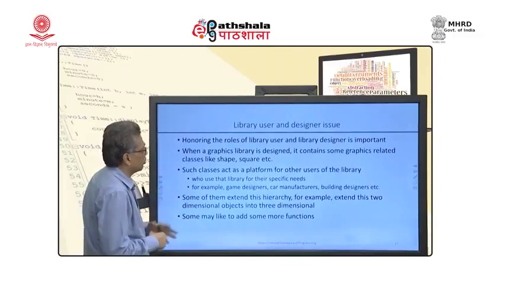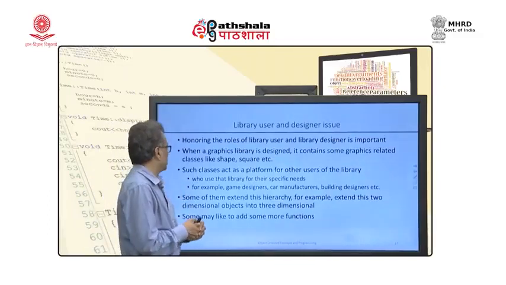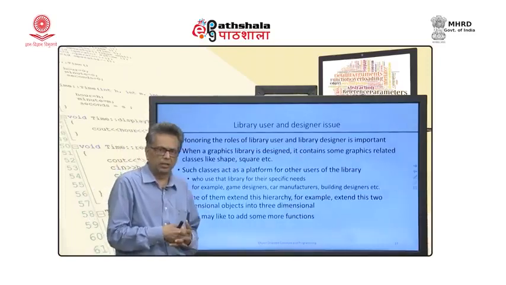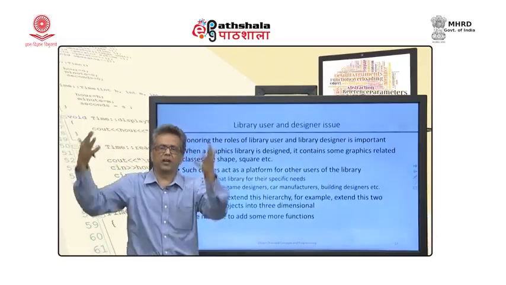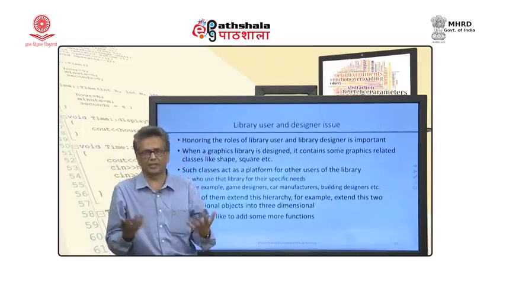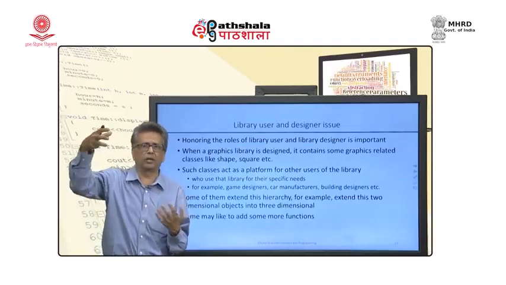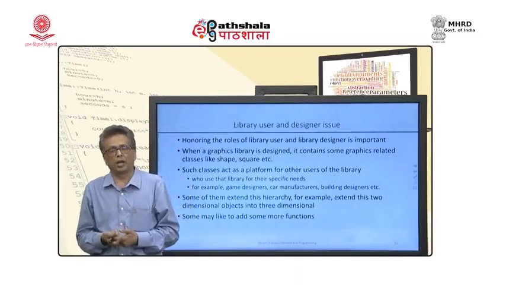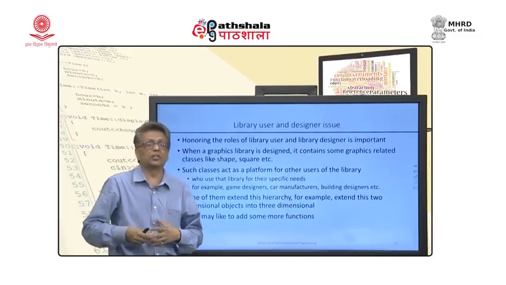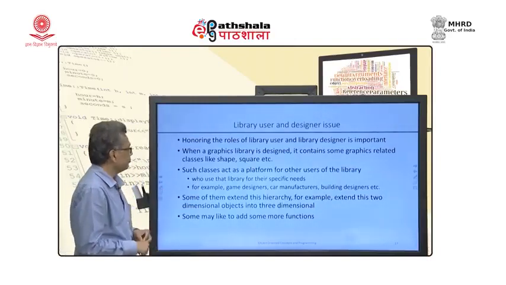I have already talked about this library user and designer issue in the previous modules, which is equally true here. In some cases where a library user has defined a hierarchy and I will have to use it, I cannot extend it, or I can extend it, but whenever I am running, I will have to find out what object my pointer is pointing to and take action accordingly. I will have to use RTTI, and for some specific additional actions, I can use RTTI.